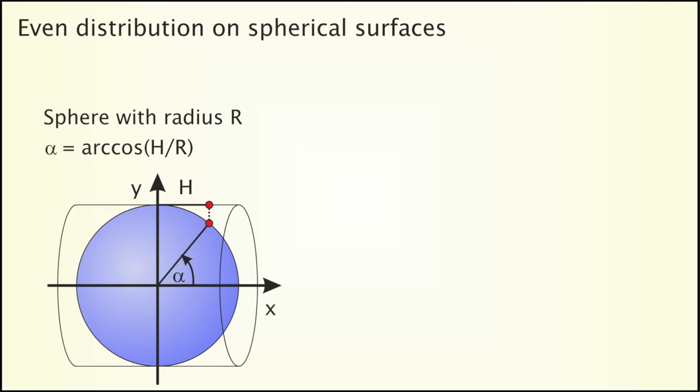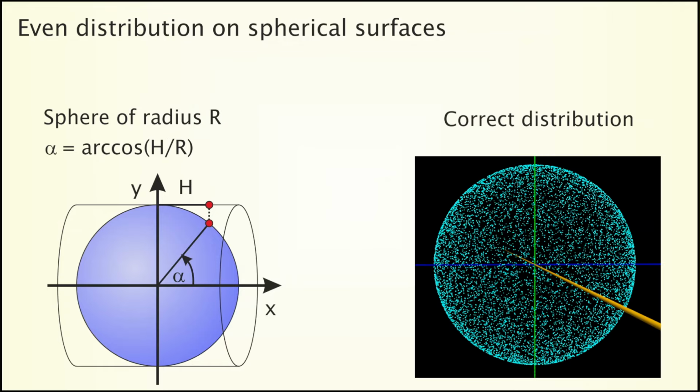In reality, we will do it a bit differently. We start with a point on the x-axis at a distance r from the origin, and then we rotate it by an angle alpha around the z-axis. And this angle alpha is calculated by arc cosine of h divided by r. And the value of h again is generated by random numbers. And then we have to rotate these elements randomly around the x-axis as a last step. And then we have a distribution like this.